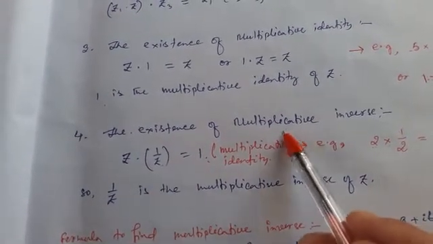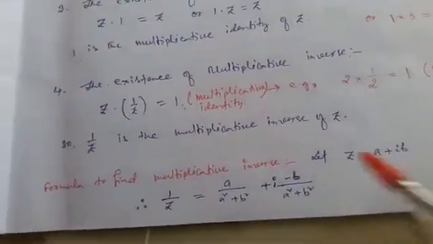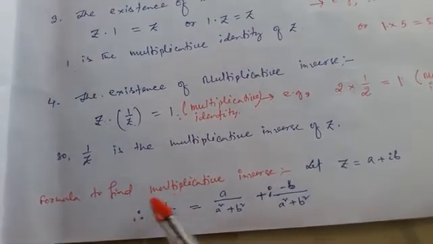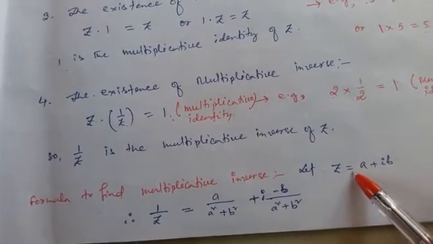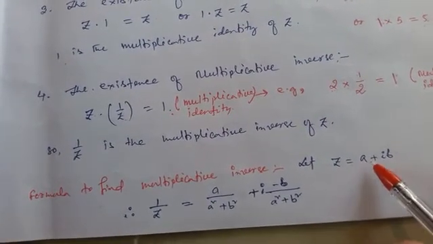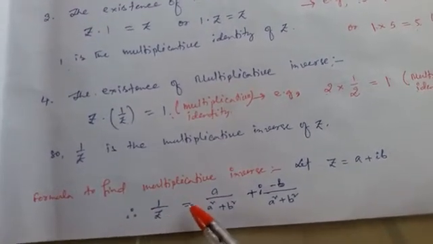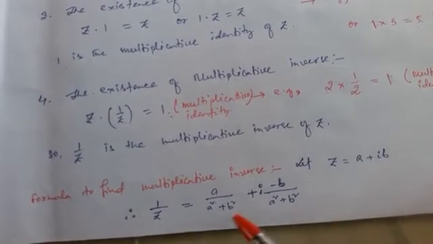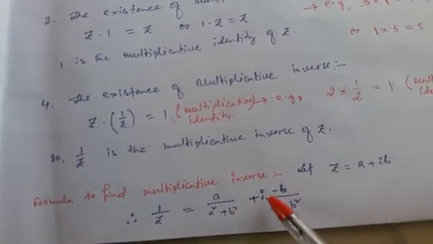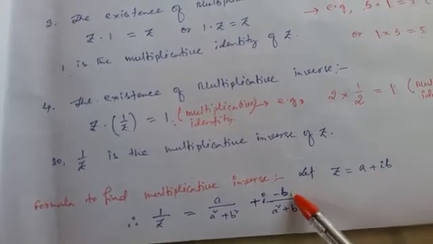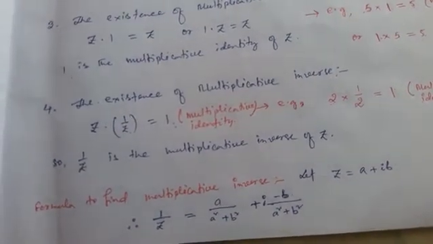That is the multiplicative inverse of the given complex number z. See, there is one formula to find the multiplicative inverse, that means 1 by z. This is one of the given complex numbers, z is equal to a plus ib. Then if you want to get the value of 1 by z, what formula do we have to use? a by a square plus b square, plus i with the minus sign of the imaginary number, minus b divided by a square plus b square. We can use this formula.